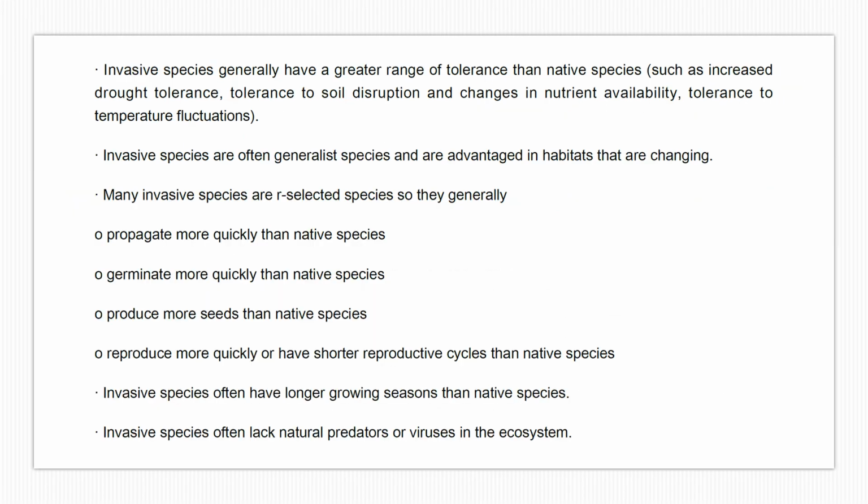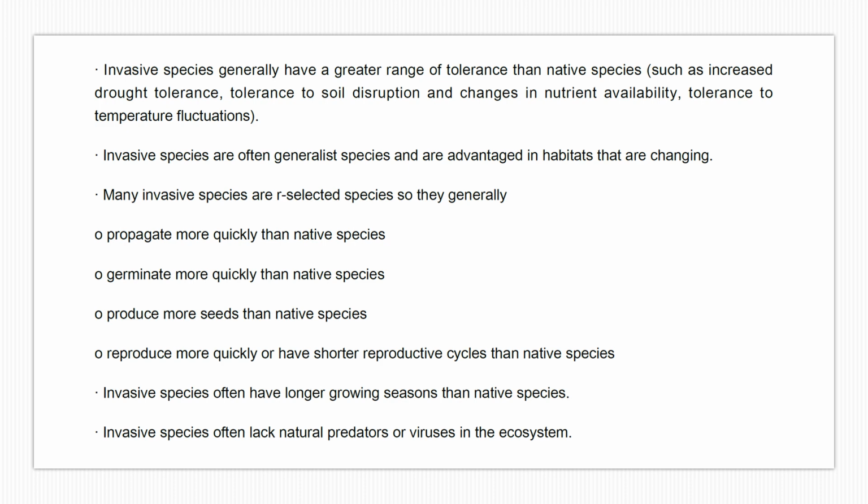Invasive species generally have a greater range of tolerance than native species. So what this means is that they can have higher drought tolerance while the native species need a lot of water or they would die.